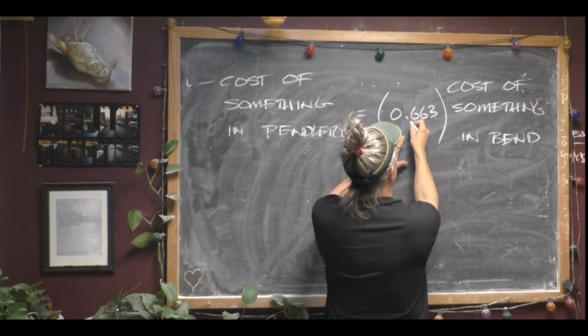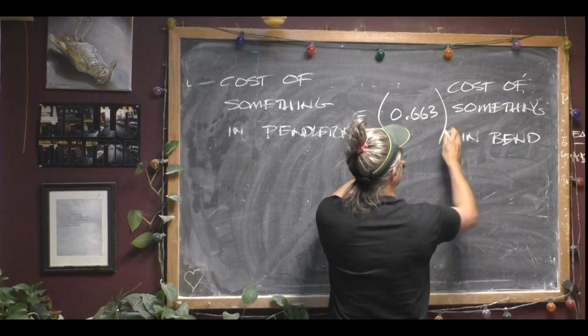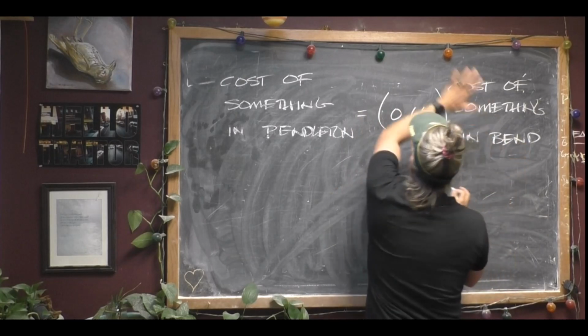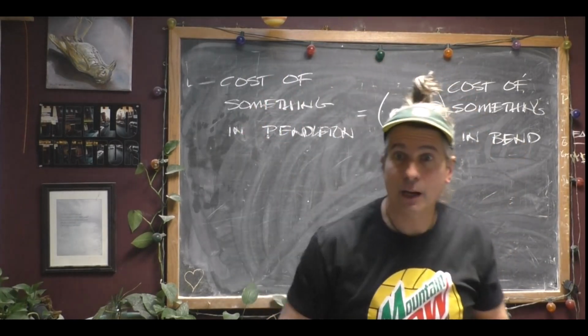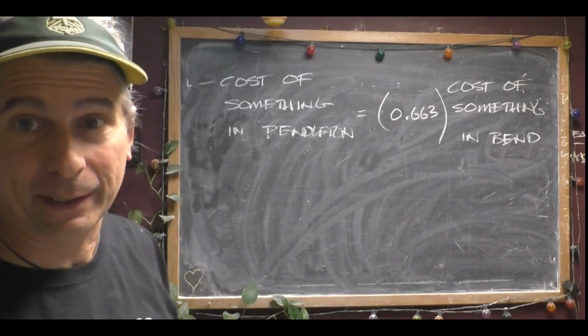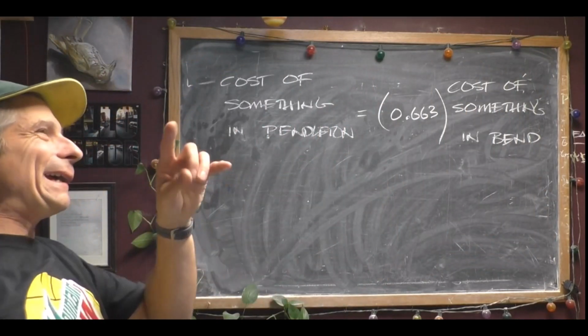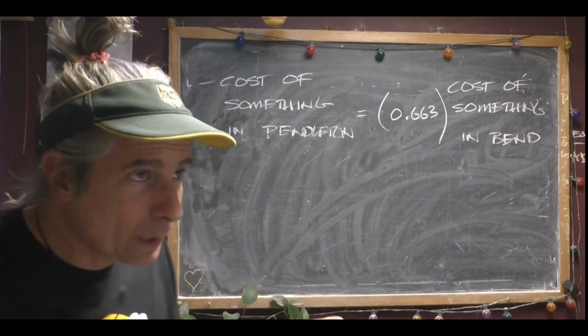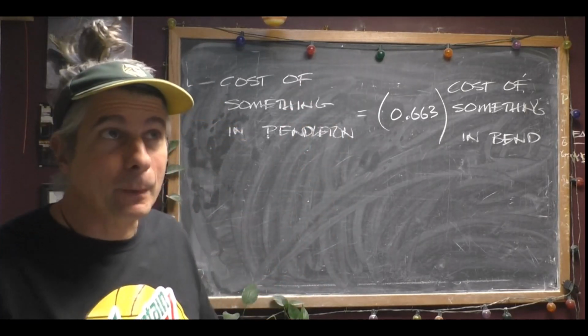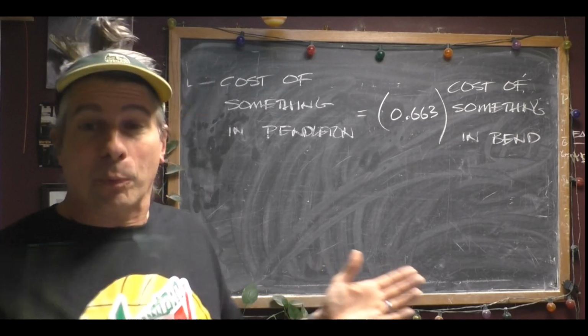If I take 66.3% of the cost of something in Bend, then I can get what that thing should cost in Pendleton. Roughly 2/3. It's about 2/3. Okay. Now, the only problem with this is, there's no problem with it.